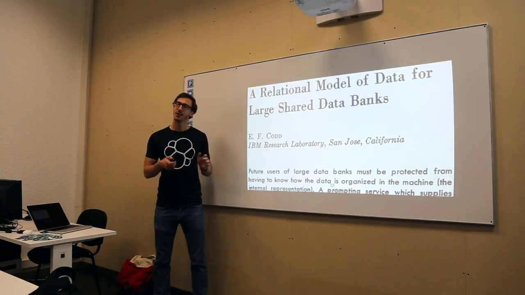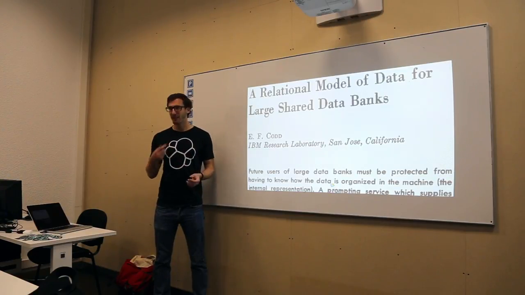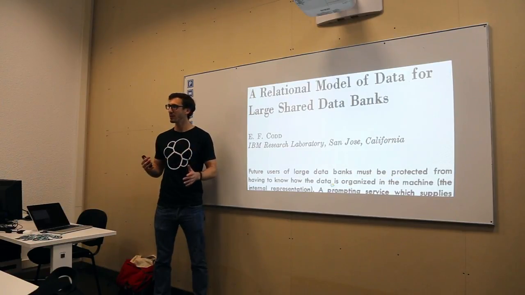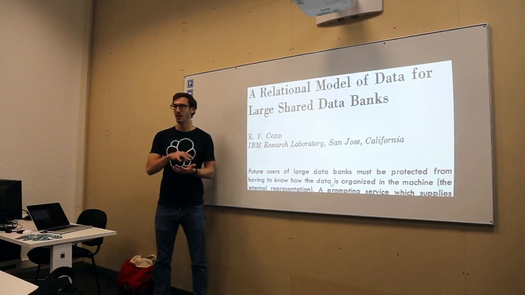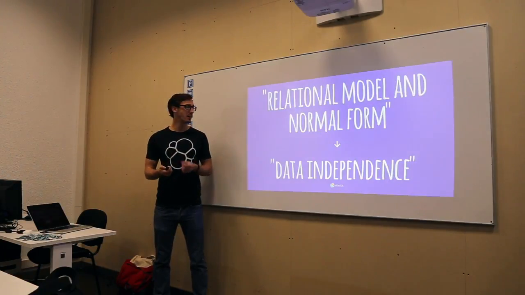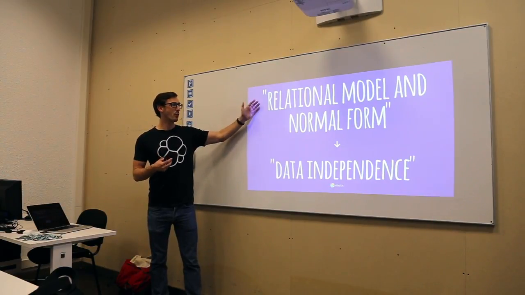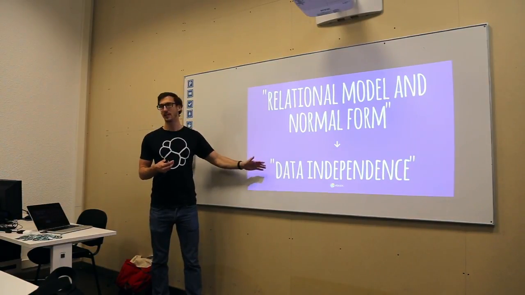And Codd said, well, this is stupid. Let's find something more intelligent. I will just generate a generic model, just the mathematical abstraction, and everybody can then use that, and then all the systems are kind of abstracted away, and nobody needs to care about these internals of the databases, which sounds very reasonable. And what Codd in the end gave us is a relational model and normal form, which led to data independence.